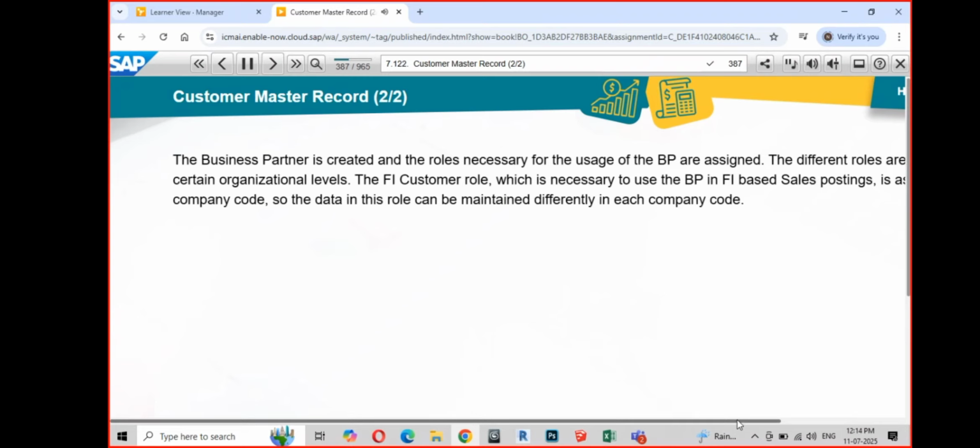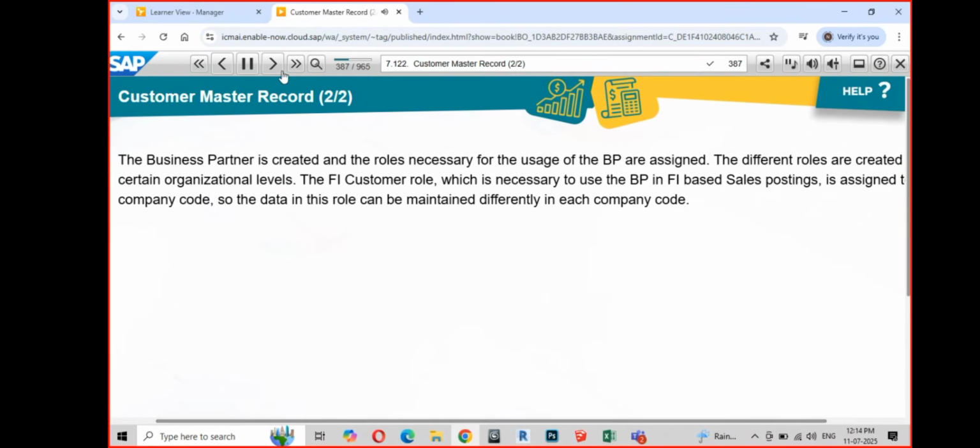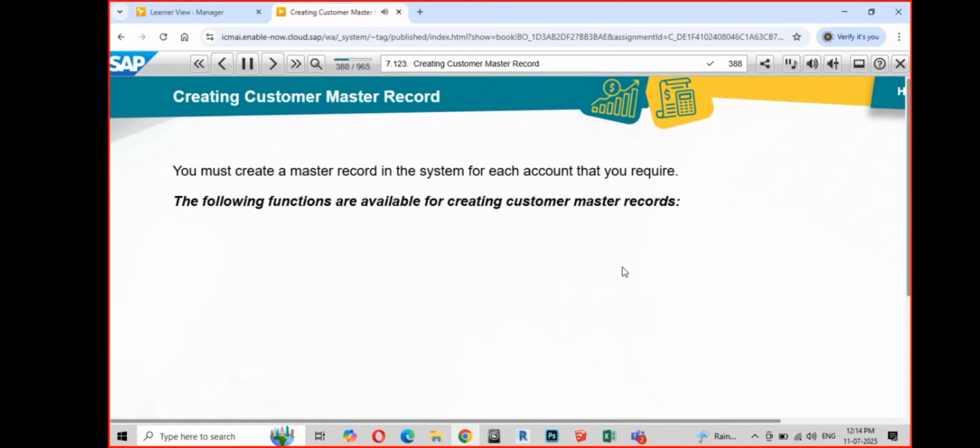The business partner is created and the roles necessary for the usage of the BP are assigned. The different roles are created on certain. So please go through the slides. You must create a master record in the system for each account that you require. The following functions are available for creating customer master records.